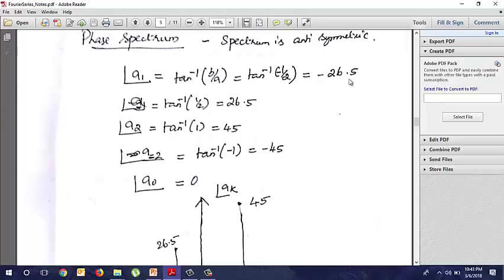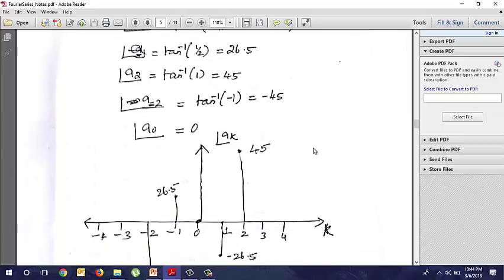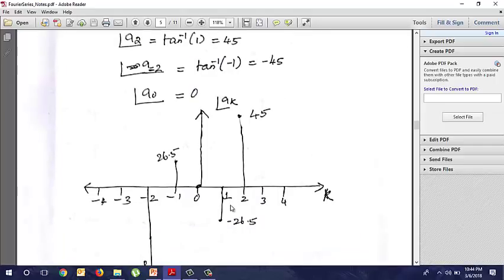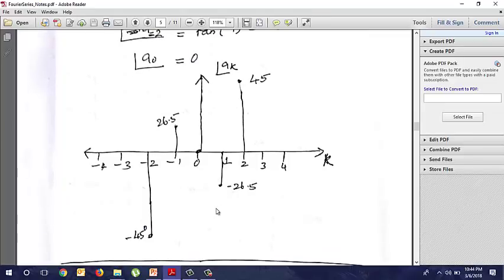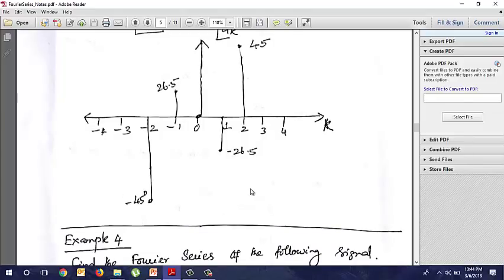So it is minus 26.5 degrees. When you find out for a of minus 1, it is tan inverse of 1 by 2, so it is plus 26.5. Similarly, a2 you are getting 45, and for a of minus 2, it is minus 45. Angle of a0 is equal to 0 because you don't have any imaginary part there. So you get minus 26.5 and plus 26.5, plus 45 and minus 45. So this spectrum will be antisymmetric.